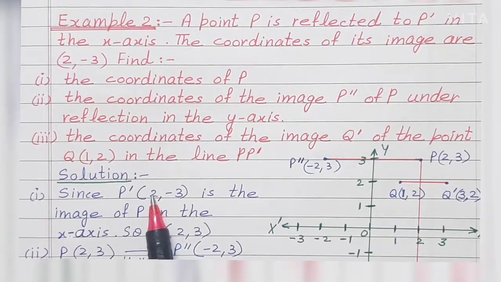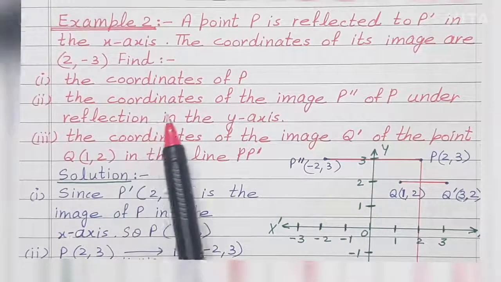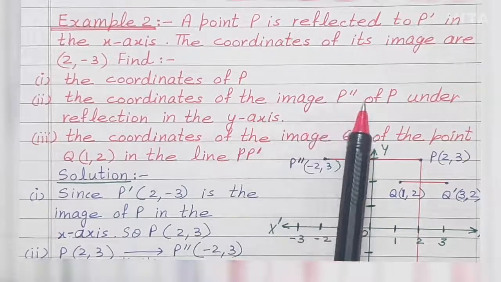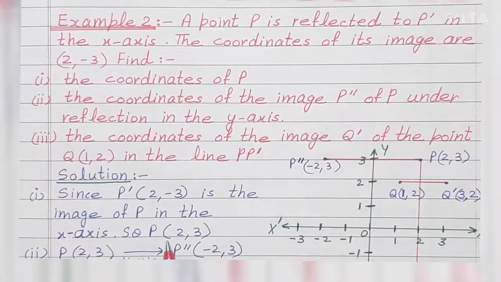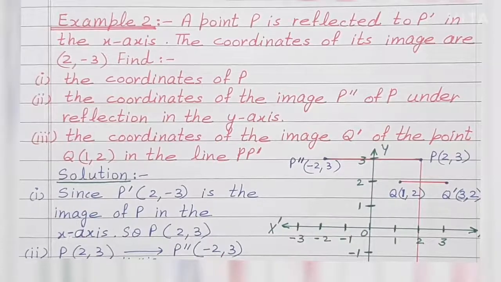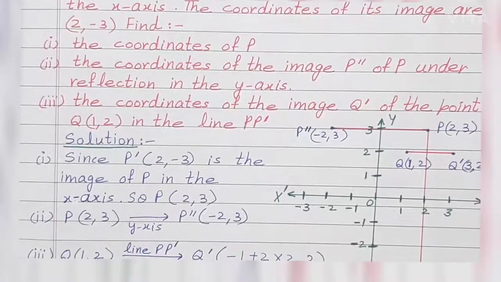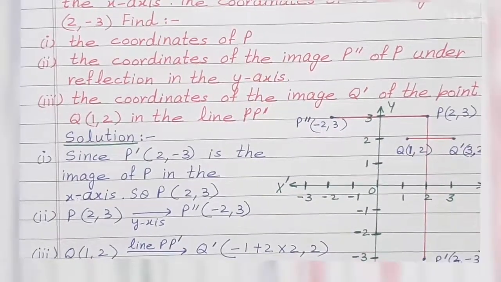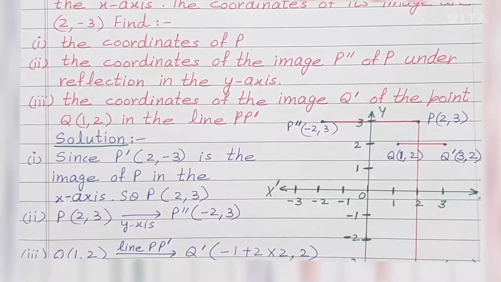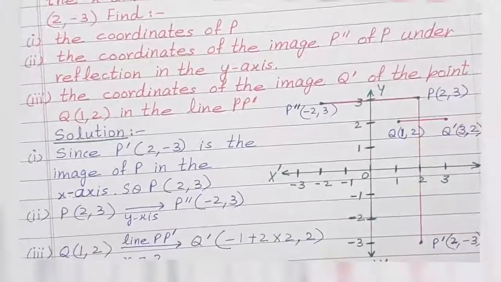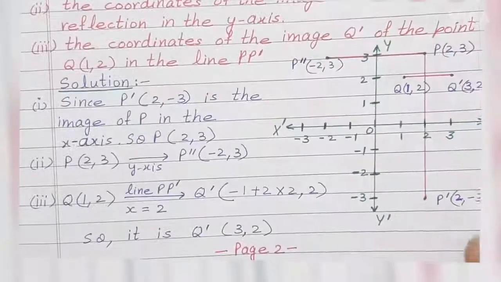Clear? Now the second part is the coordinates of image P double dash of P. Now we have to reflect P, that is 2 and 3, under y-axis. So when you reflect P under y-axis, then what will happen? It will become -2 and 3. Clear?